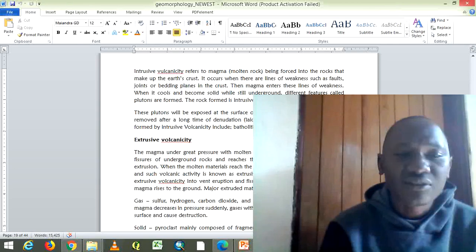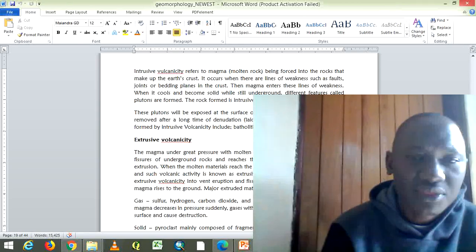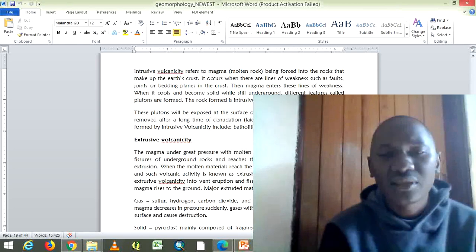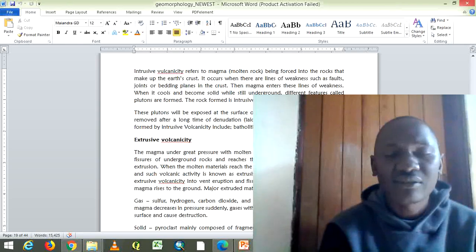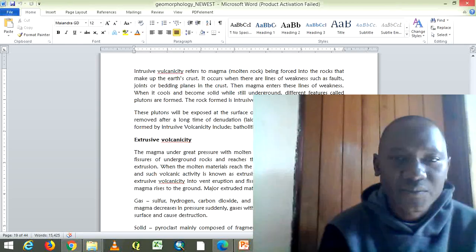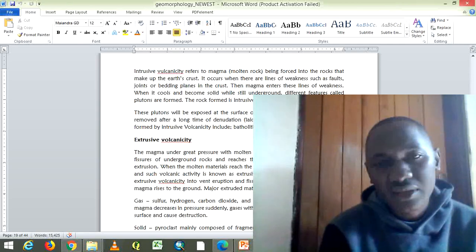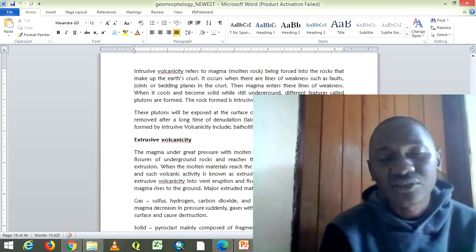These intrusive volcanic features include the batholith, which forms at greater depths. We have the laccolith, which forms at a relatively intermediate depth. Then we have the lapolith, then the dikes, and then the sills. Dikes and sills form at shallow depth. And when these are exposed, for example the sills and dikes, they may lead to formation of trenches depending on the nature of resistance of the rocks.